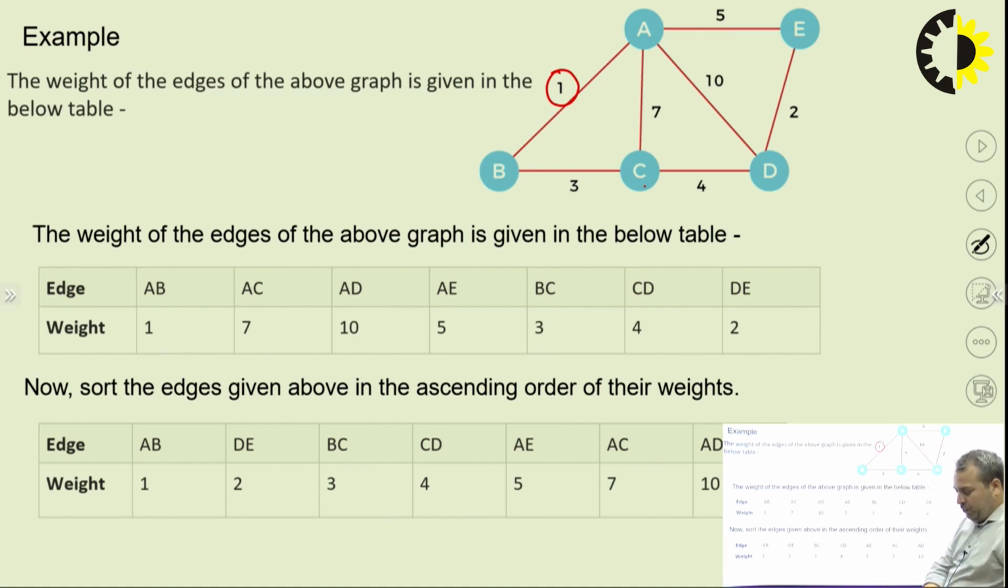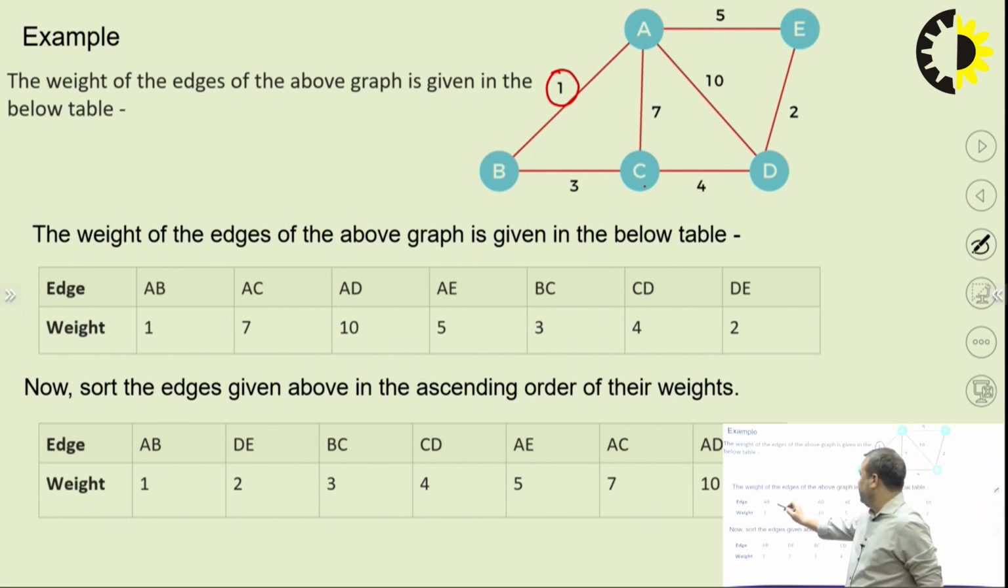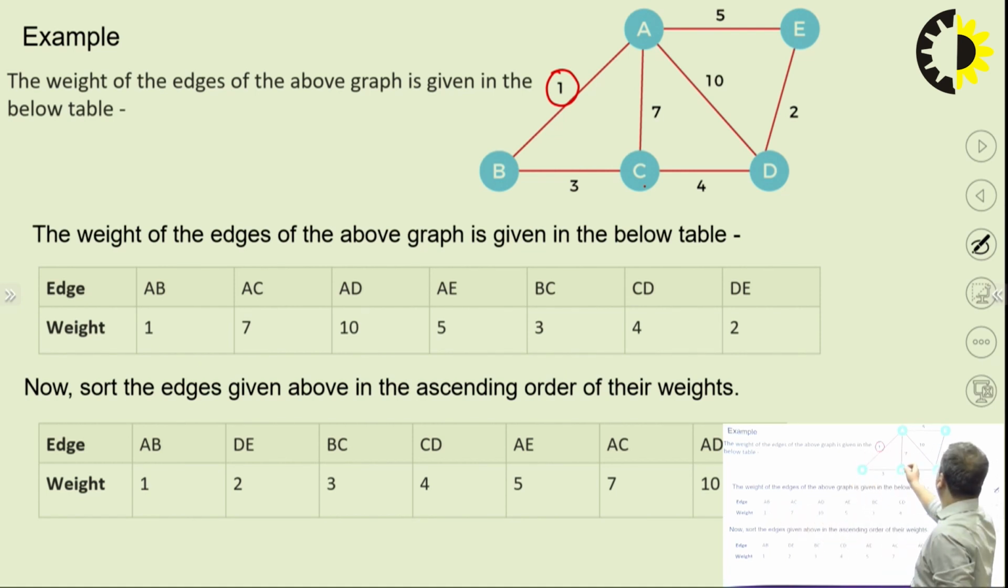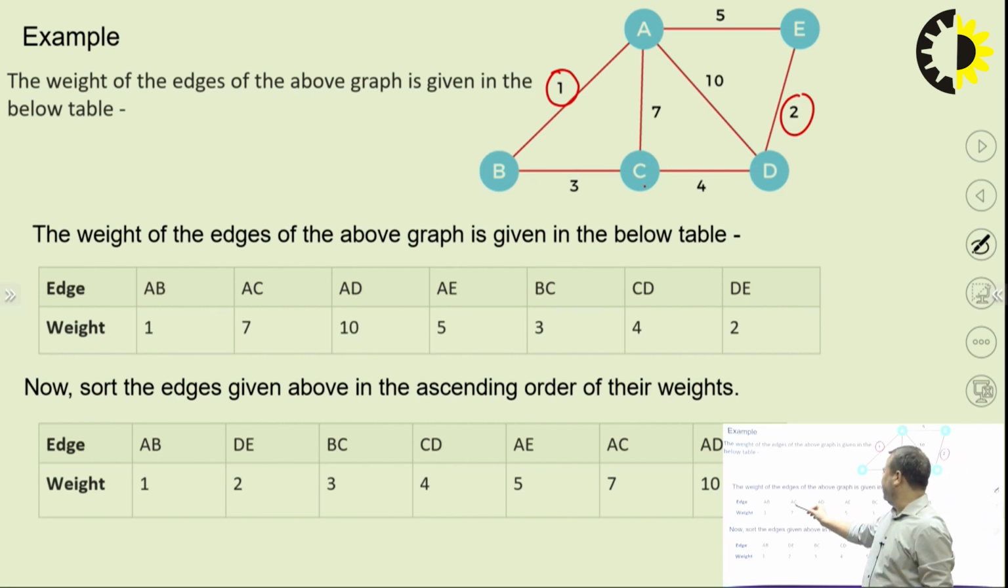Okay, so this is the minimum weight. So first we write AB. Then next minimum, this one. So we write AB, then DE. So first we have just written the edges like AB, AC, AD, AE, BC, CD, DE. These all are the edges. How many edges? 1, 2, 3, 4, 5, 6, 7. Corresponding weights of the edges are these.